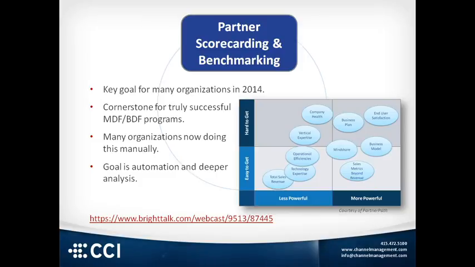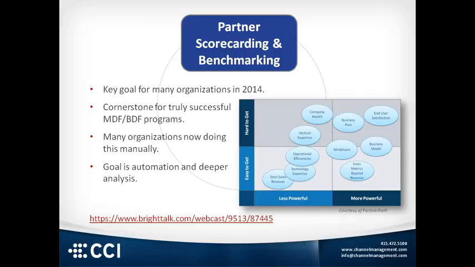So as we look at this matrix here, and this was courtesy of PartnerPath. We did a webinar several months ago that was really a nice webinar that talked about scorecarding and talked about what people are doing now and perhaps what they could be doing in the future to do it even better. And what we found out as you look at the XY axis here is on the X-axis you've got less powerful and more powerful. On the Y-axis you've got the easy to get and the harder to get.